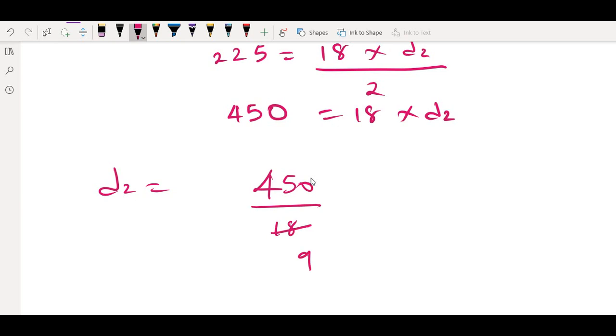Let's go little by little. 3 into 22, 7 into 15, 5. You are not participating. How can you learn? Okay. 3 into 3, 1. 3 into 7, 5. So what's diagonal 2? 25 centimeters.